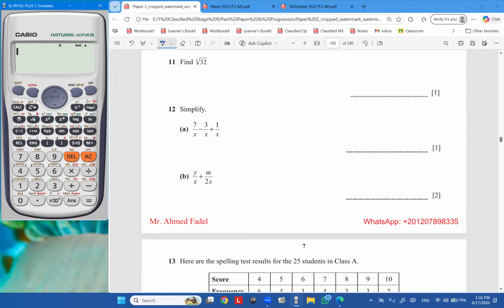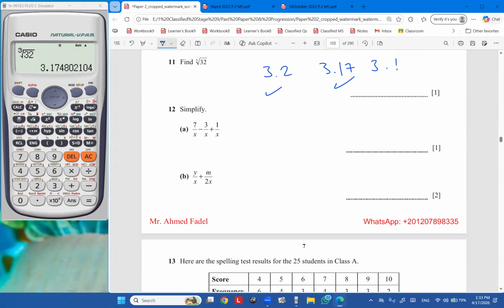Find the cubic root of 32. The cubic root is going to be shift plus square root. This is the cubic root of 32, which gives you 3.174. They did not request that you round it to a specific degree of accuracy, so anything starting from rounding it to one decimal place is accepted. If you write 3.2, it is accepted. If you write 3.17, it is also accepted. If you write 3.175, rounding to three decimal places, it is also accepted. Writing the whole thing over here is also accepted.